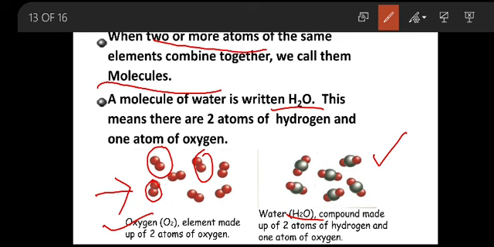H2O. Here I had two elements. What are those elements, my dear children? Hydrogen and oxygen. These are two different elements. When I say oxygen separately, it is made up of oxygen atoms. When I say hydrogen as a separate element, it is made up of hydrogen atoms.